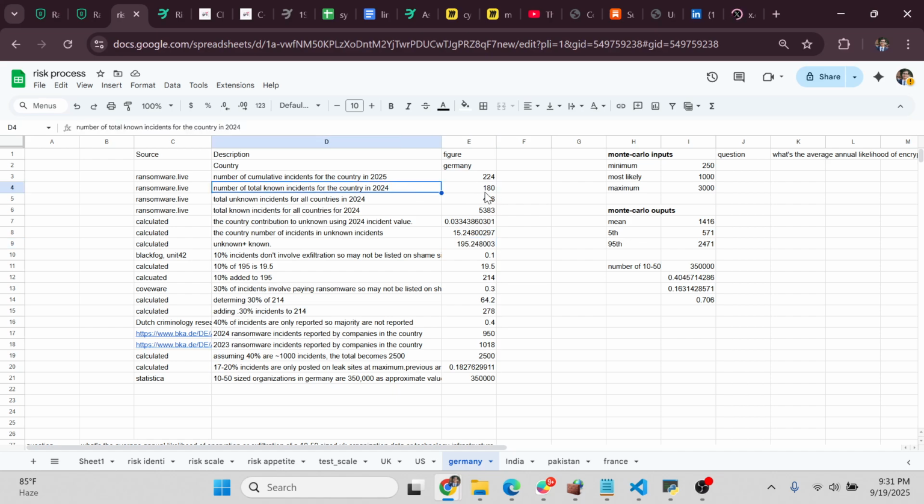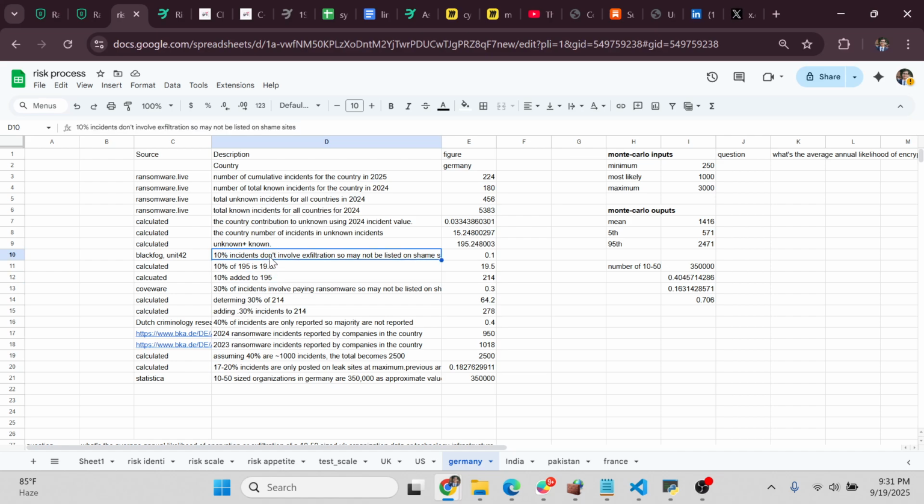So I'm using 2024, not 2025. Why? Well, 2024 is a complete year. 2025 is still in progress. It's the ninth month, so we might have more victims, but it's incomplete. So I'm using 2024 data mostly as a baseline. When you add 15 to 180, you have 195. I'm adding some more analysis.